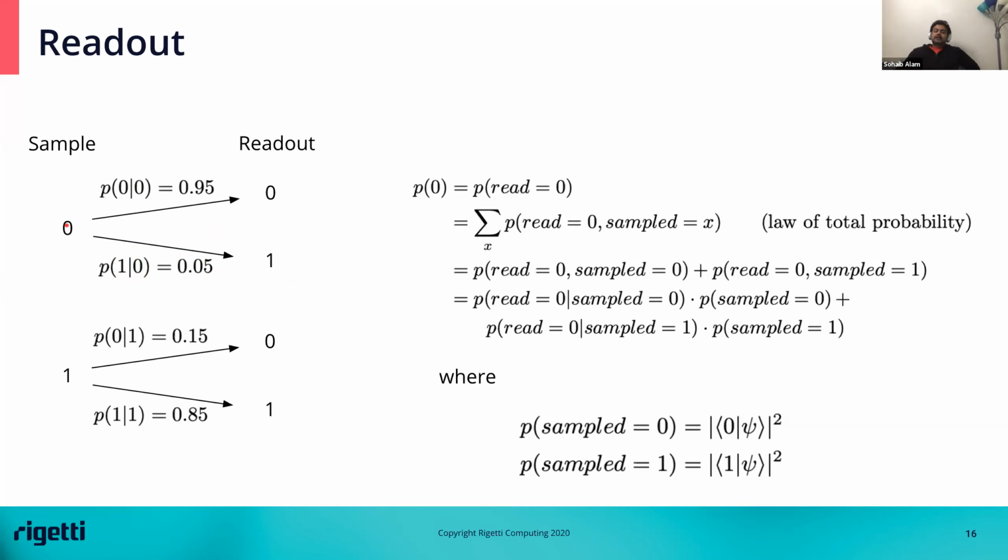And this sort of thing does happen on quantum devices, right? Remember that sampling is something we cannot avoid. So the sampling probabilities are something that we have to work with, right?